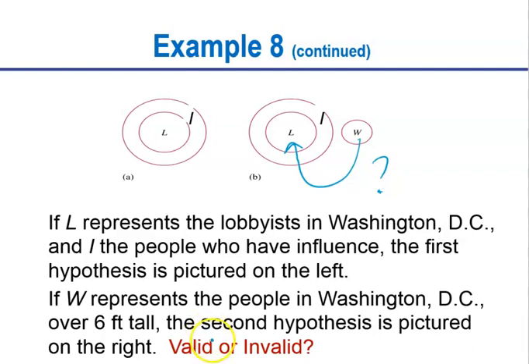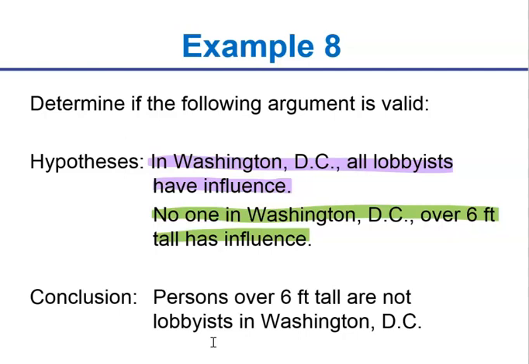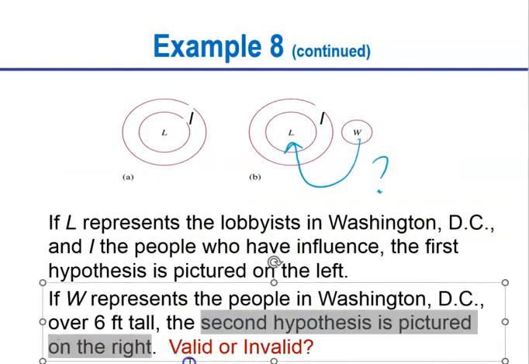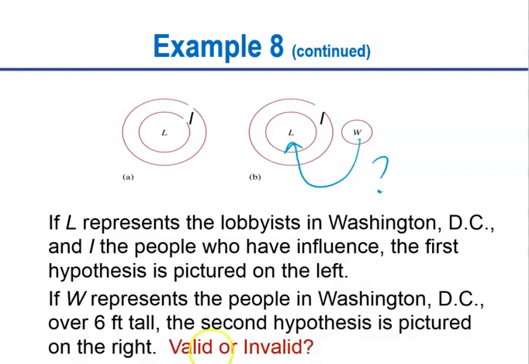So again, what did we decide? Persons over 6 feet tall are not lobbyists. Yes, is a valid argument. Y'all had to go back and research just to make sure I was arguing that right. But this is definitely a valid argument because the conclusion is that these folks that are 6 feet tall or over are not lobbyists. Now, is that true? Well, no. I mean, there's probably plenty of lobbyists that are 6 feet tall that actually have influence. Is it even true that all lobbyists have influence? Probably not, right?